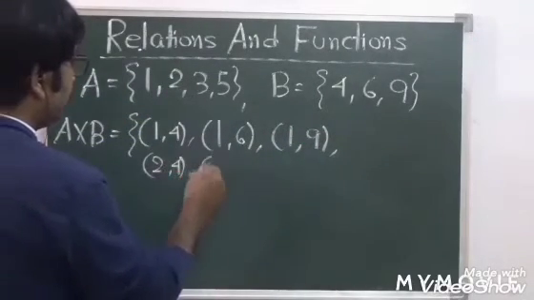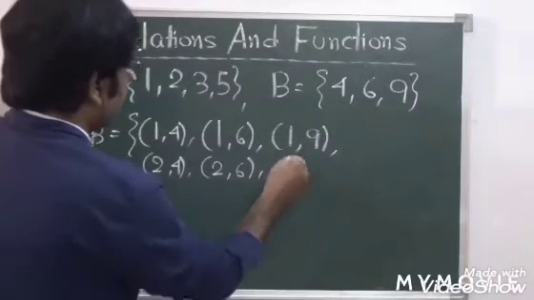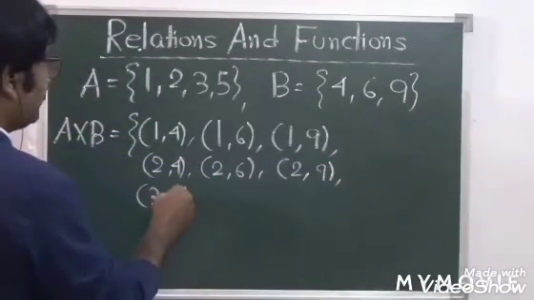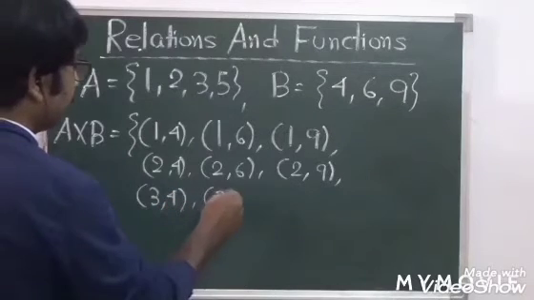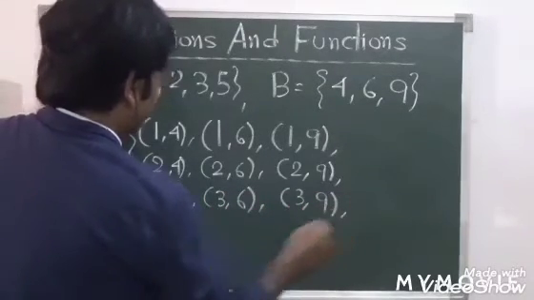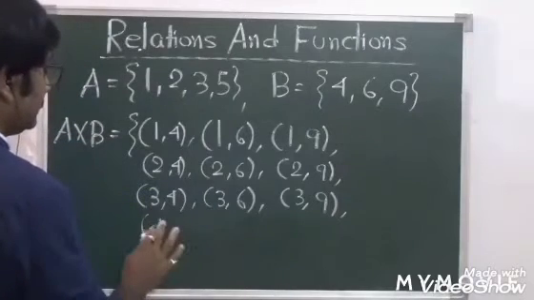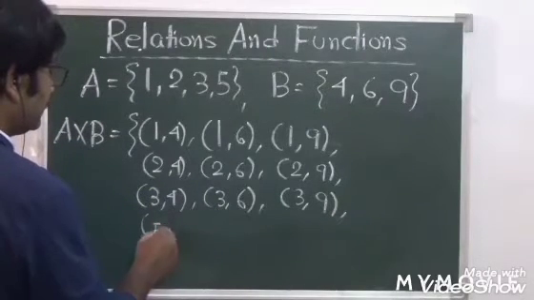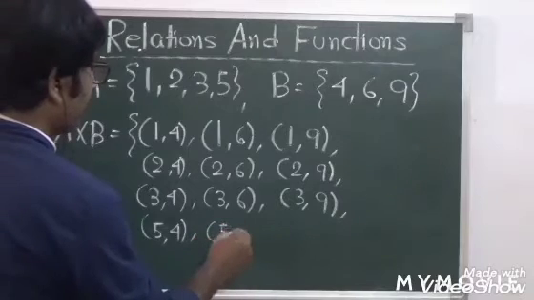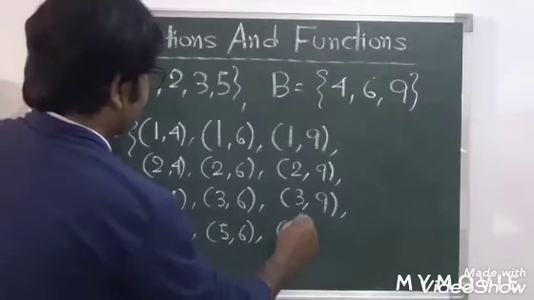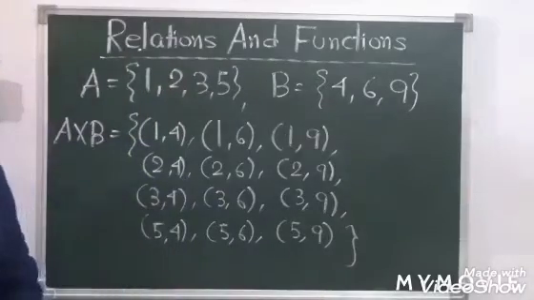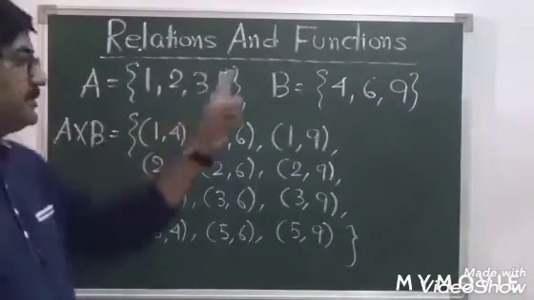(2, 4), (2, 6), (2, 9), (3, 4), (3, 6), (3, 9), (5, 4), (5, 6), (5, 9). So this is the entire Cartesian product moving from set A to set B.